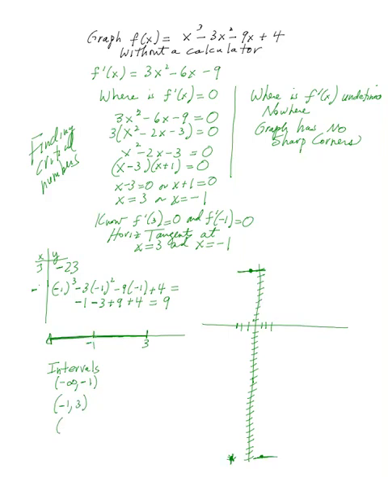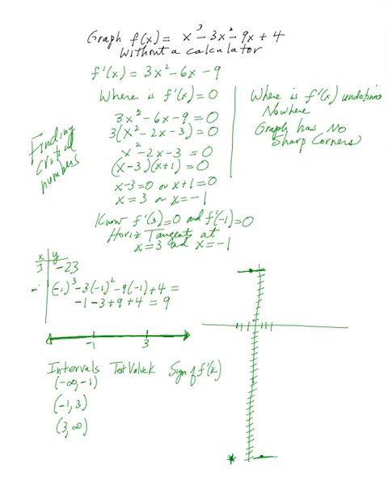And 3 to infinity. Okay, we want to pick a test value k in the interval. Do not pick an endpoint. And we want to look at the sign of the first derivative evaluated at k. I'll explain why we're doing this in just a minute.